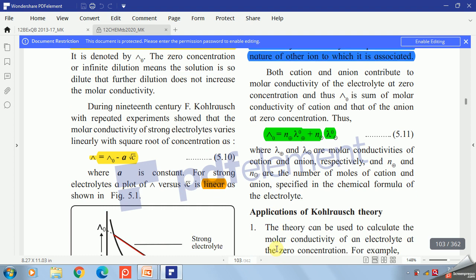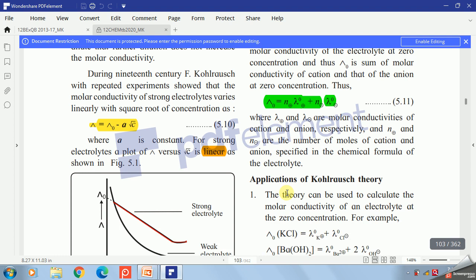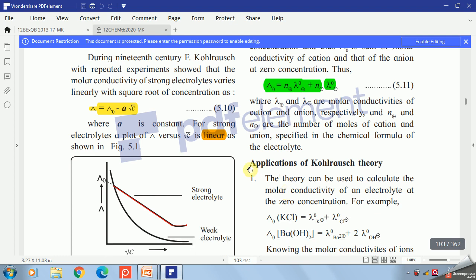Then the application. Sometimes in previous board exams we observed a question on this Kohlrausch's law: state and explain Kohlrausch's law. So you write the statement and this mathematical equation with the terms involved in it. There is no need to write the application when the question is to state and explain Kohlrausch's law or theory. If the question says to write the application, then mention the application.